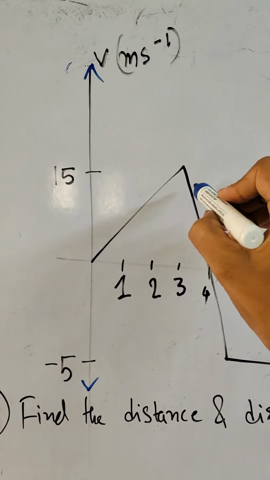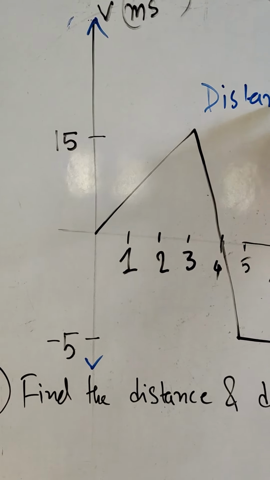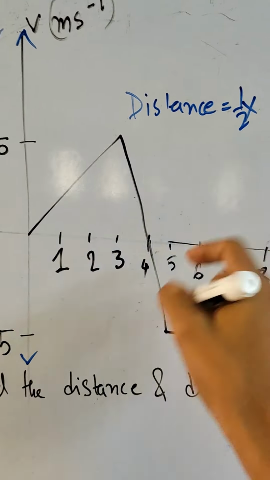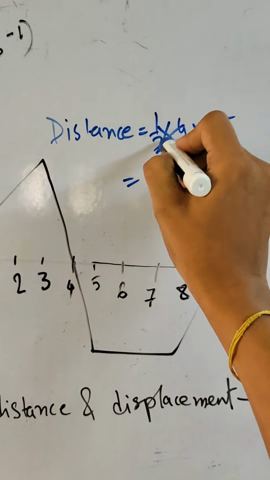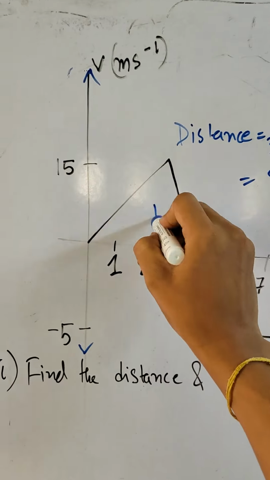For this section, this is a triangle. As it's a triangle, the distance will be half into base into height. Half into the base, which we can see is 4, into the height, which is 15. Half into base into height comes to 30 meters. So 30 meters distance is covered in the first section.